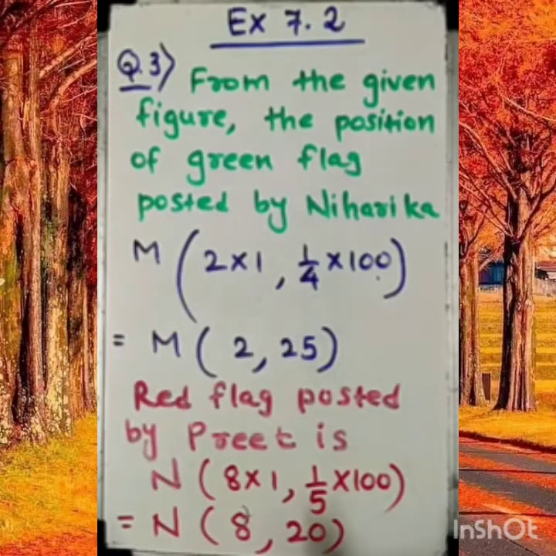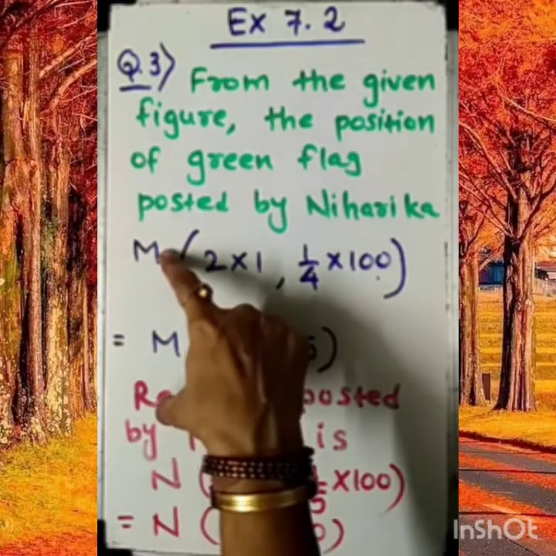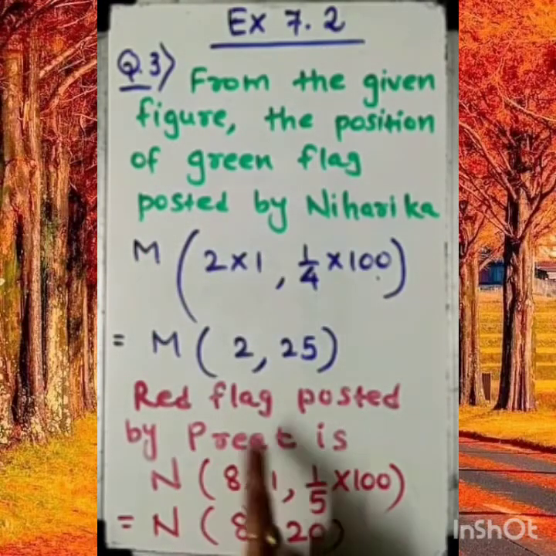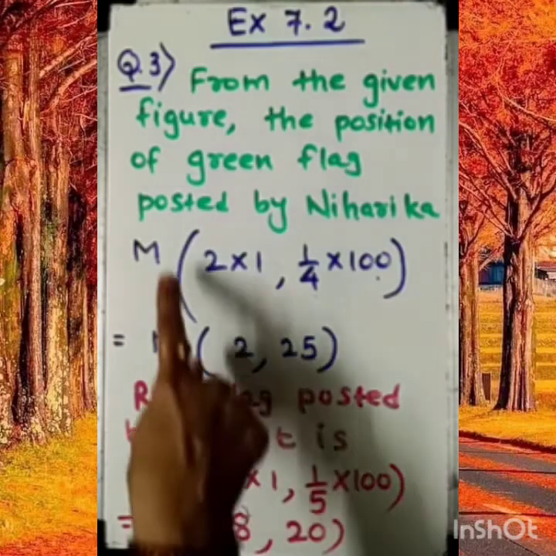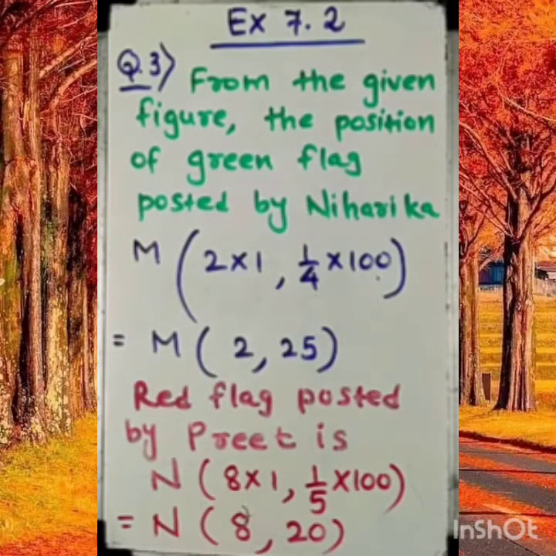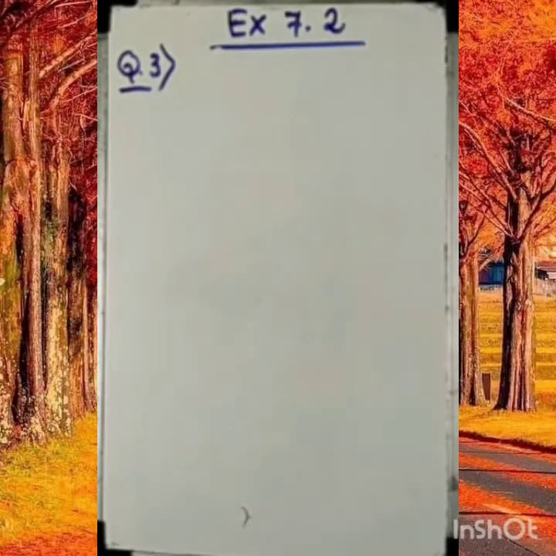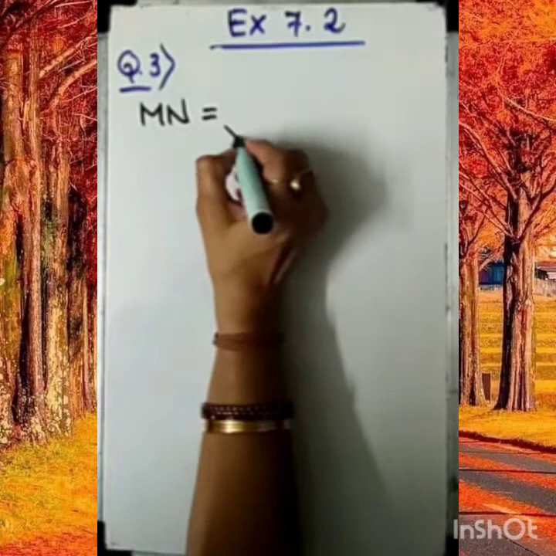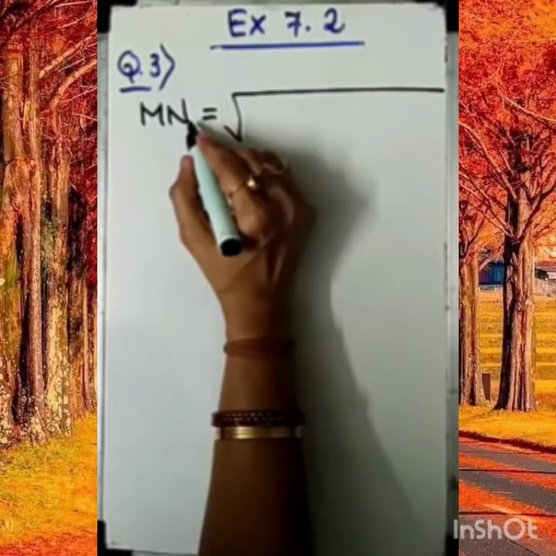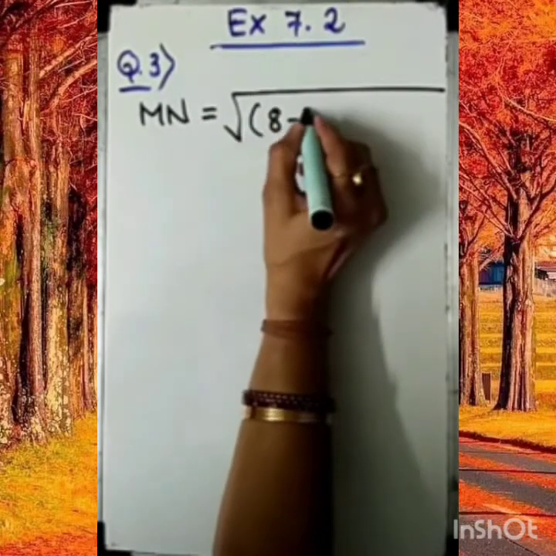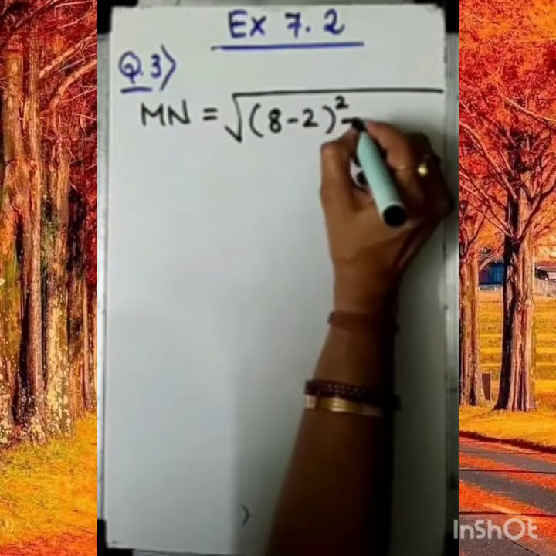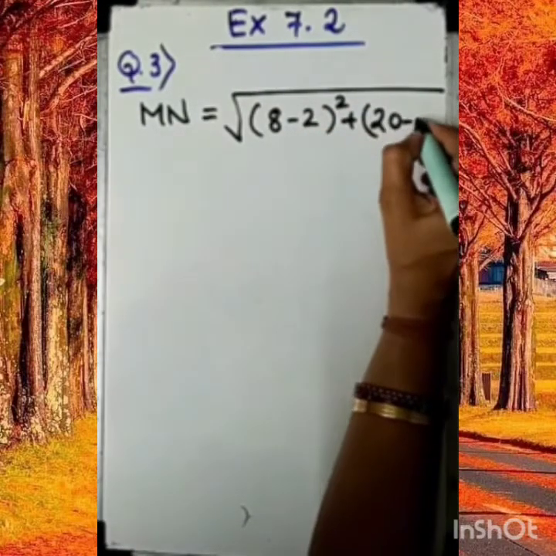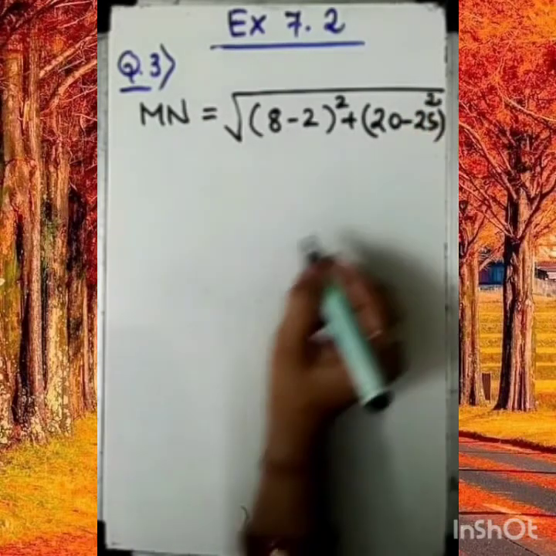So first of all, we are going to find the distance between Niharika and Preet, that is MN. Let's apply the distance formula for that. So my dear student, let's continue the same question. As we want to find the distance between the two students, Niharika and Preet, we will apply the distance formula. MN equals the square root of (x2 minus x1) whole square plus (y2 minus y1) whole square.